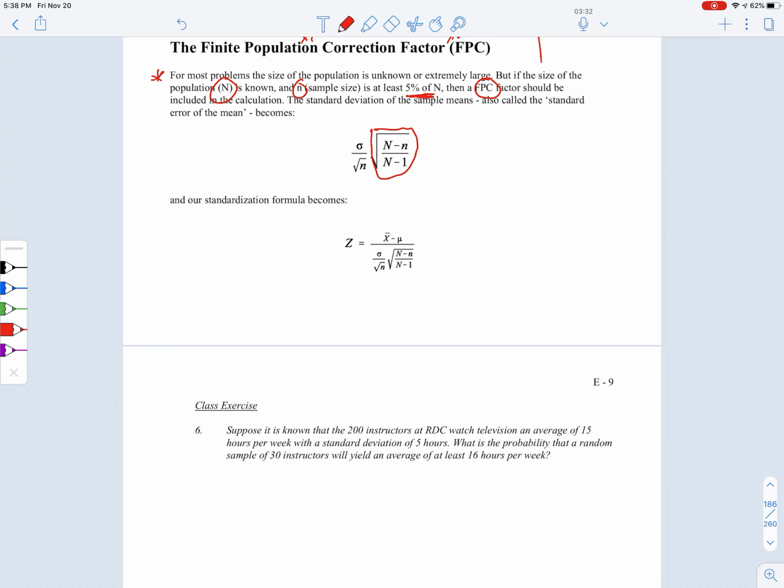What I do is, if I know what big N is, I just use it anyways, unless it's really, really big. I'm not going to take a sample of 100 people out of, say, 20 million adults in Canada. 100 out of 20 million adults is hardly making a dent at all, so I don't use the FPC factor there. But in the examples below, you'll see that the FPC factor should be used because the sample size is a significant proportion.